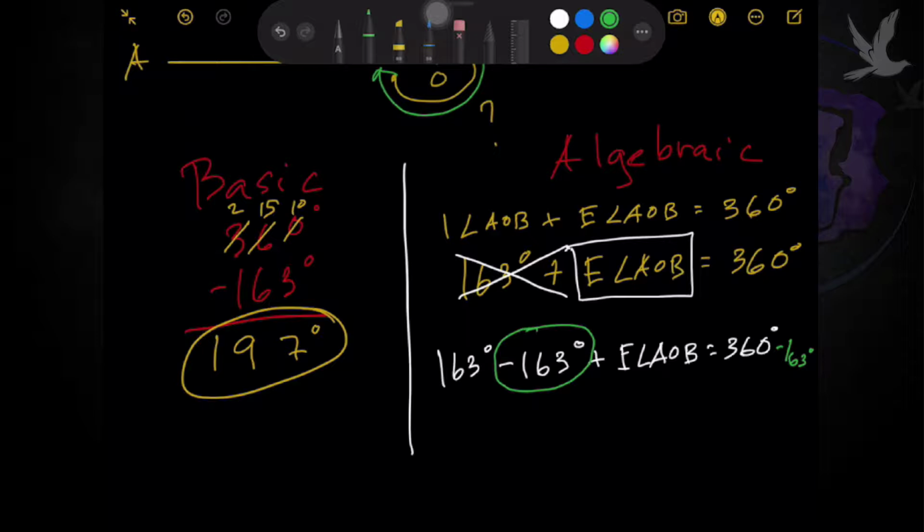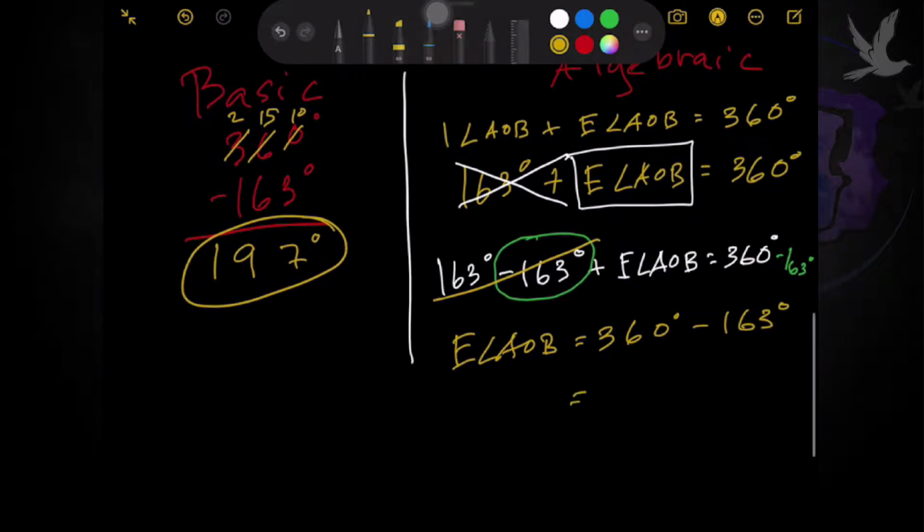Okay, sorry about the space. Sige lang, kasi magbibigay pa ako ng another example. So, this is now equivalent to 0, which now leaves us with the external angle AOB, which is equivalent to 360 degrees minus 163 degrees. And doing so, just like what we did with the basic part, it is now equivalent to 197 degrees.